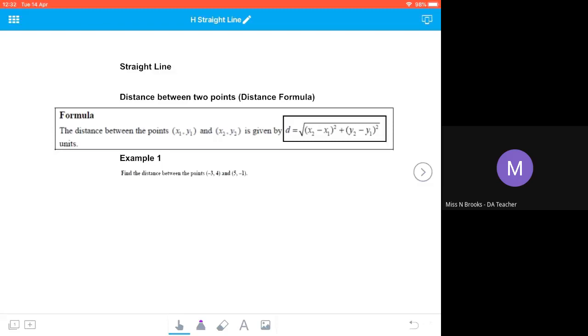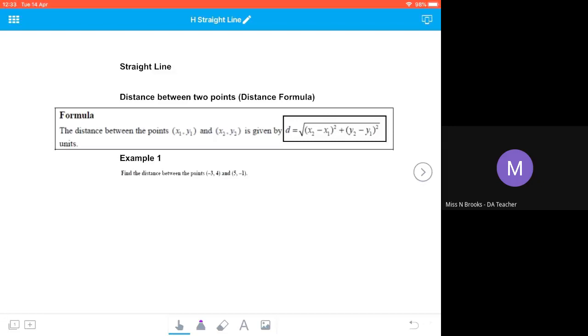So, Higher straight line, the first thing we're going to look at is the distance between 2 points. But instead of using our National 5 strategy, which would have been to plot the 2 points, form ourselves a right angled triangle, and use Pythagoras' theorem to work out what the distance between those 2 points was, we're going to apply something called the distance formula.